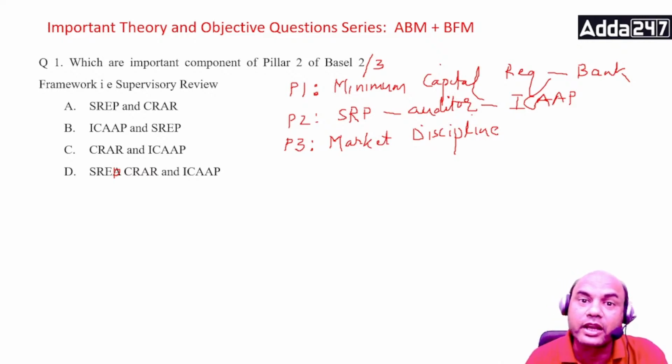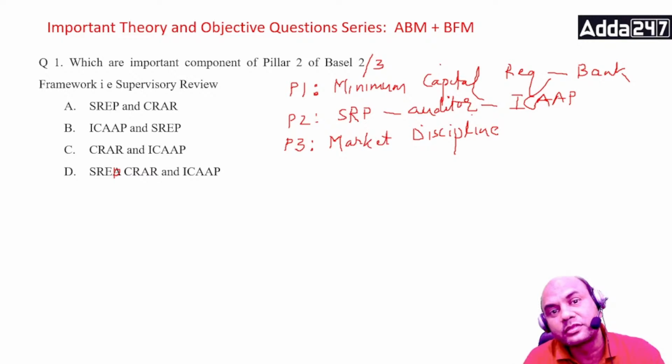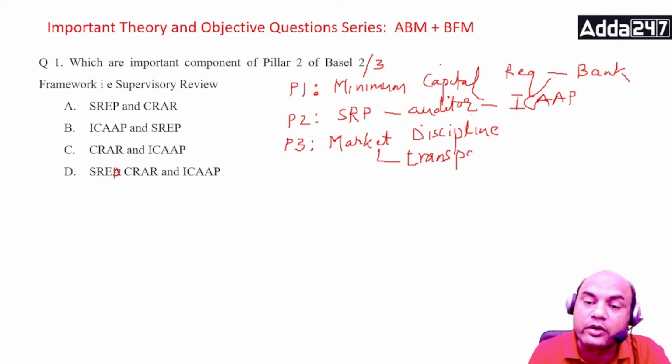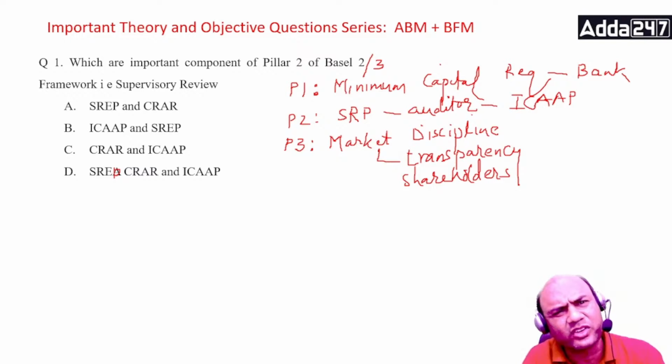So for whom does the MD work? The MD works for the board of directors. And the board of directors work for the shareholders. So this market discipline is basically transparency for the shareholders. Ultimately remember, whenever you work in the bank, you actually work for the shareholders. You don't work for your bosses or the MD or anyone. You work for the shareholders.